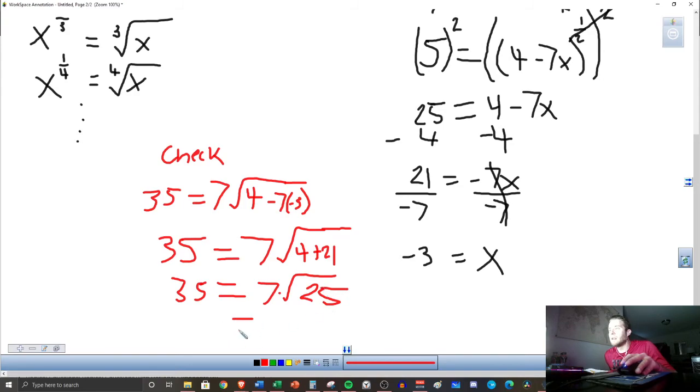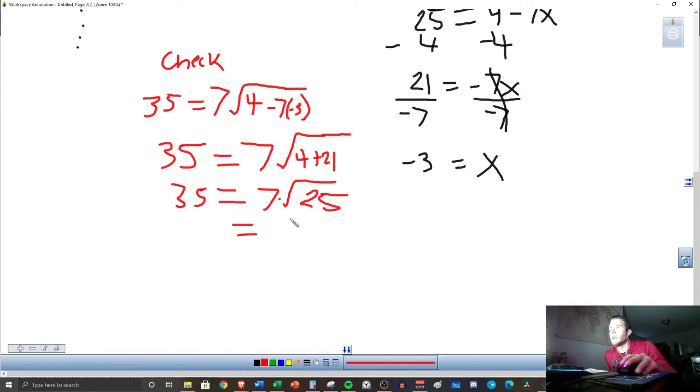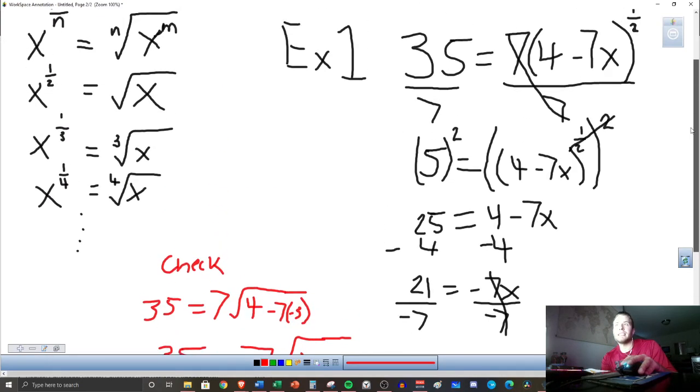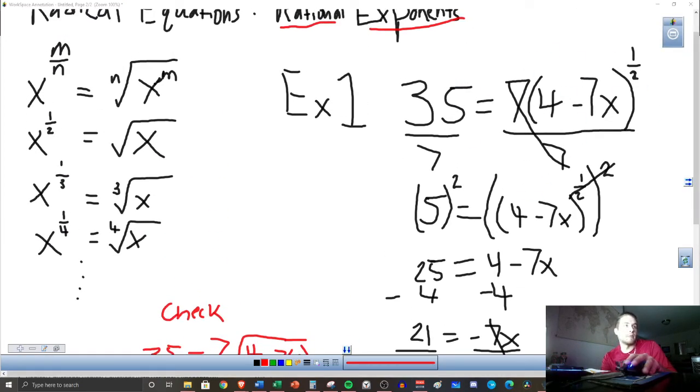25. This is 7 times 5. So that equals 35 equals 35. So that one actually works. Check. Okay. So that's just our first example. That's how we're dealing with these rational exponents. Okay. Let's go ahead and do another example.